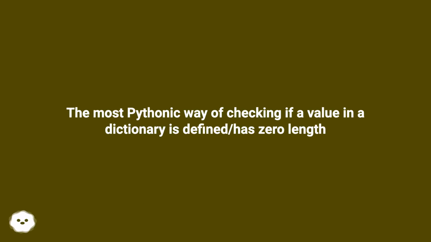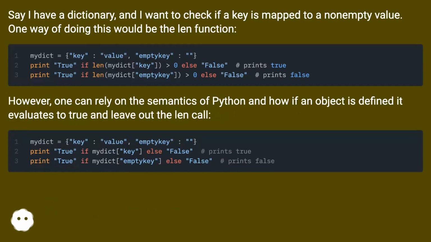The most Pythonic way of checking if a value in a dictionary is defined / has zero length. Say I have a dictionary, and I want to check if a key is mapped to a non-empty value. One way of doing this would be the len function. However, one can rely on the semantics of Python and how if an object is defined it evaluates to true and leave out the len call.